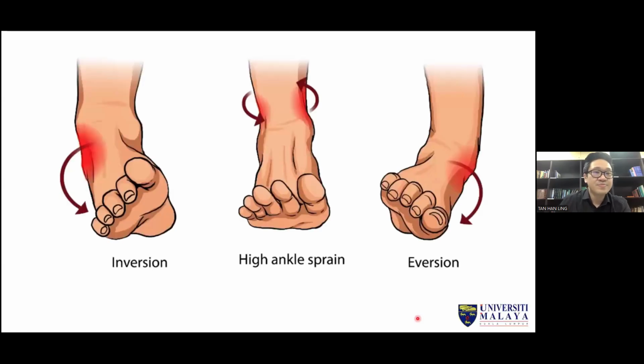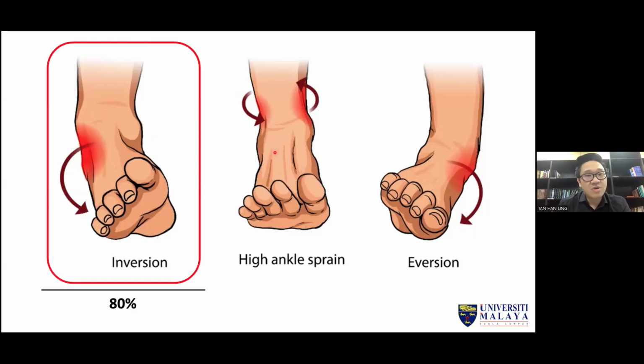As we mentioned, ankle sprains can be broadly divided into 3 types. The inversion type, as you can see on the left-hand side. Then we have the opposite, the eversion type, and the high ankle sprain. The inversion type constitutes almost 80% of all ankle sprains, and the rest is roughly 10% high ankle sprain and roughly 10 to 11% eversion type.